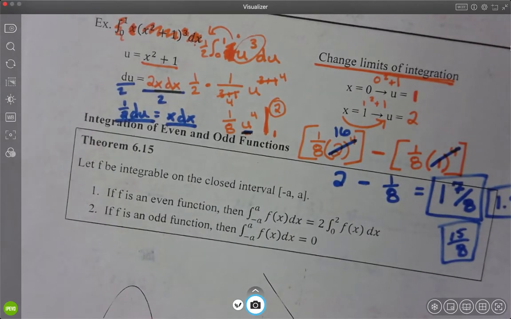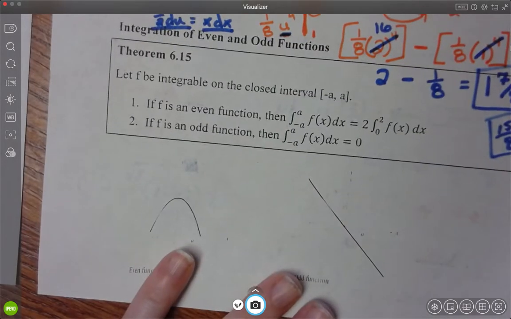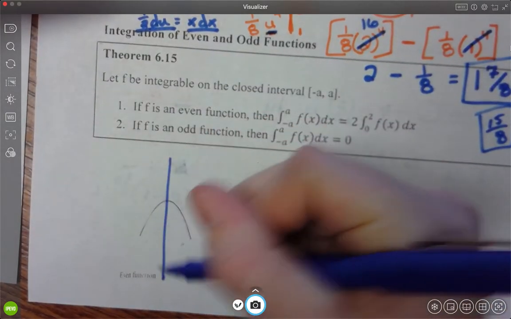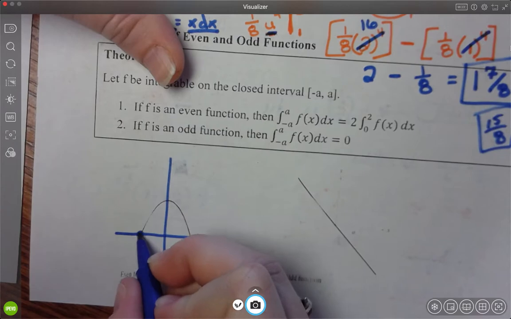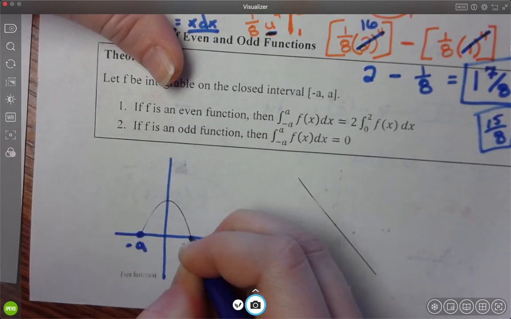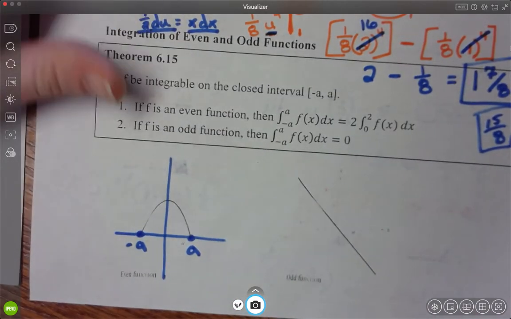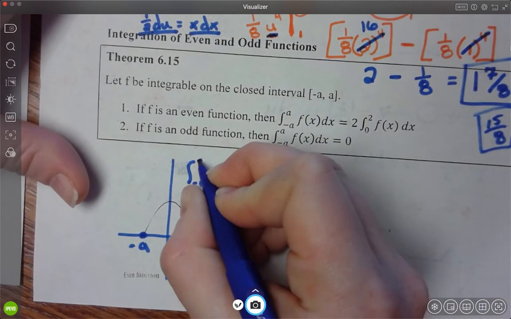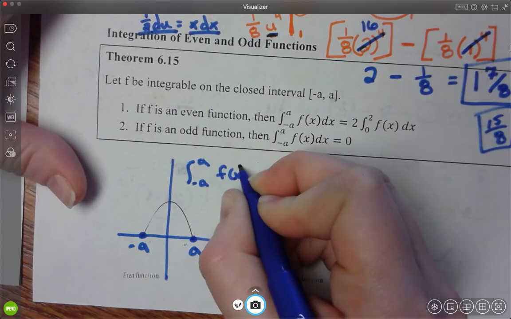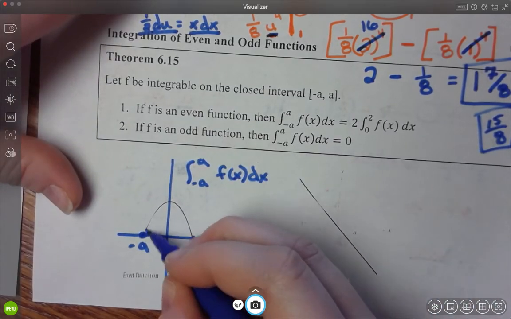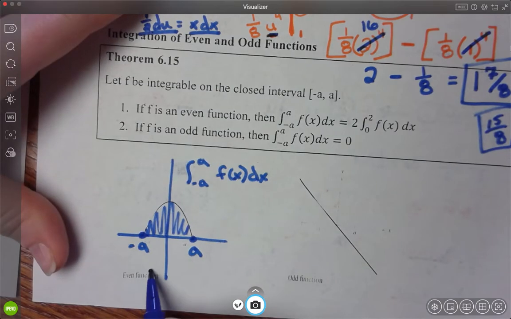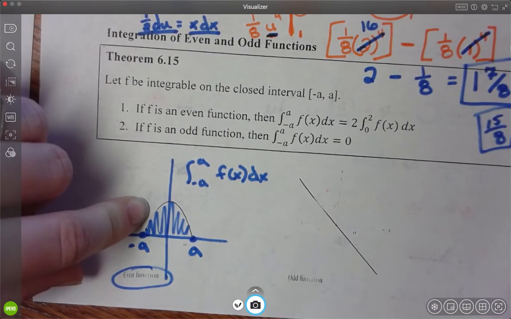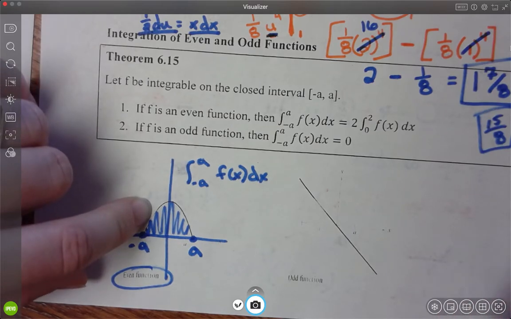Last thing that I'm going to talk to you about is even and odd functions. Okay, so you can't really see this very well, but let's say you're going from -a to +a. Okay. And then I'm going to write the integral from here. Let's say you're doing -a to +a of f of x dx, and you're trying to find the area underneath of this curve.